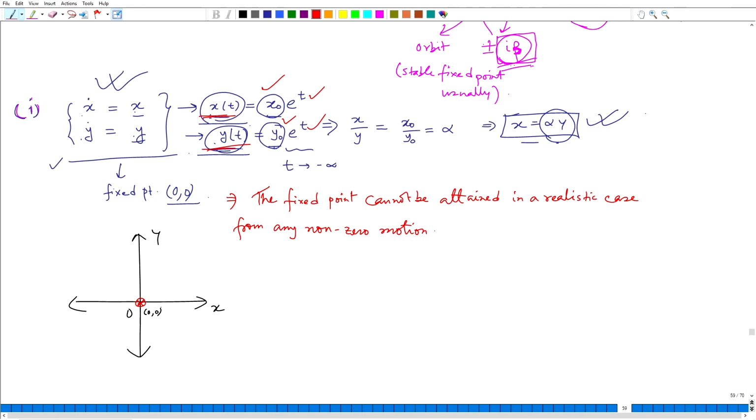Now, let us say I perturb the system a little bit from 0 0 to x prime and y prime, okay. Then you will always see that the phase space trajectories look like this.